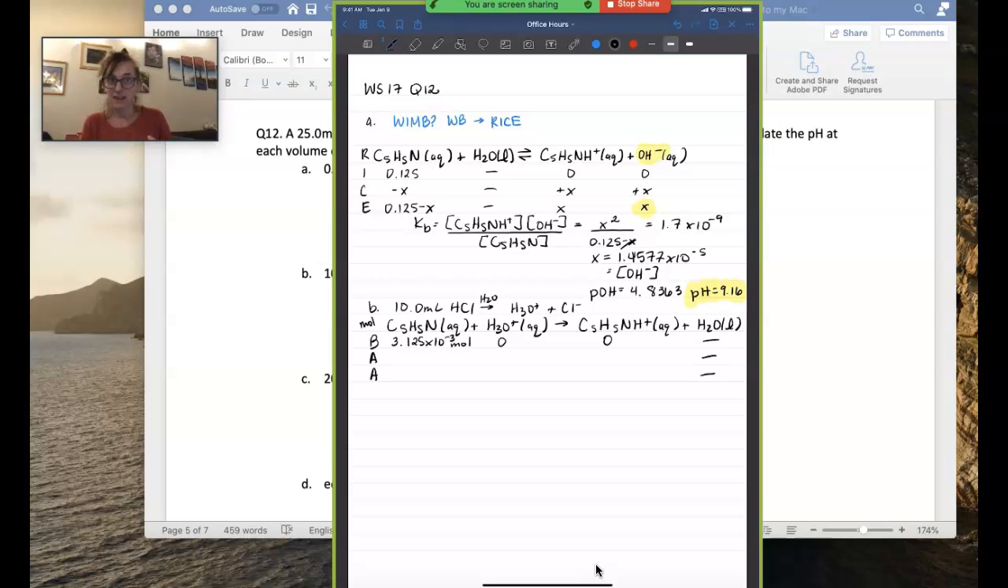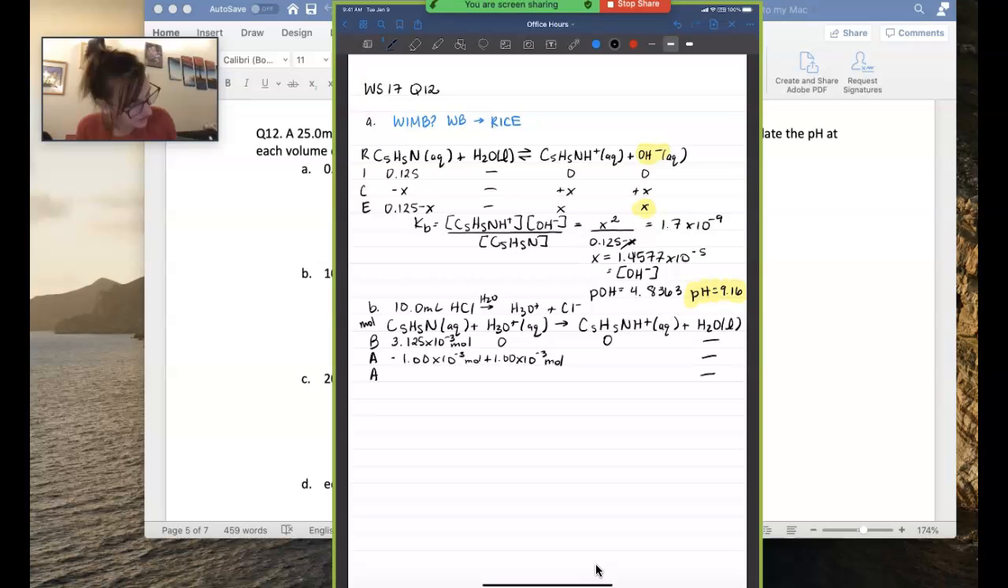Now, we have added some acid. We added 10 milliliters of a 0.1 molar acidic solution. So we've added in 1 times 10 to the negative third mole. You just take the volume and multiply it by the molarity to get the number of moles. So I've added it in there. But as I'm adding the acid, what is it doing? It's reacting with the pyridine. And when it's reacting in a 1-to-1 ratio, we subtract out 1 times 10 to the negative third.